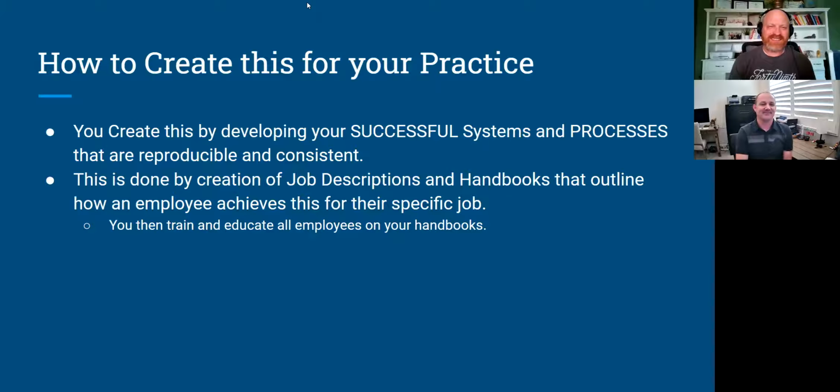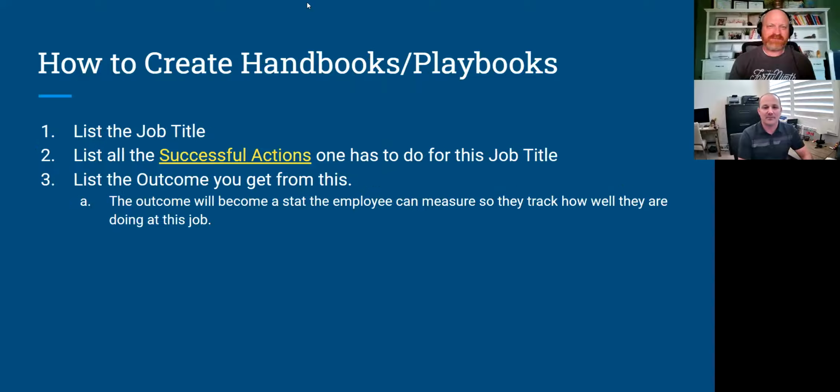That's right, for sure. So I want to just talk about how to create these really simply, because sometimes it can be very confusing. Essentially, when you're creating these playbooks or handbooks for your company, it's three components. One is, what is the job title? Two is you want to list all of the successful actions that you have to do for this job title. And I highlight successful actions because there are a lot of actions you may do, but you really want to list the successful actions, the ones that get you what you're looking for. And then number three, and this is really important, is you need to list the outcome you get from this. Sometimes the outcome is better known as the product, what you're trying to get out of this job title, essentially.